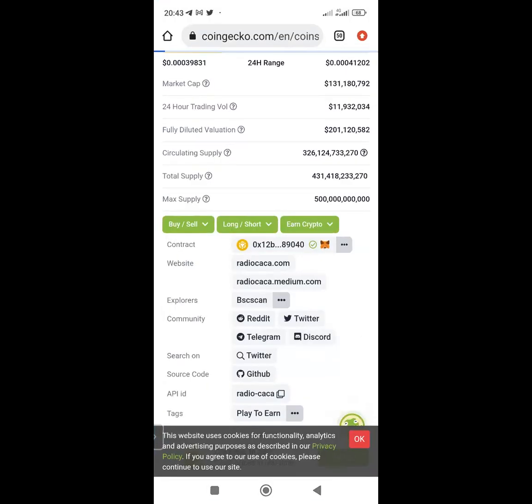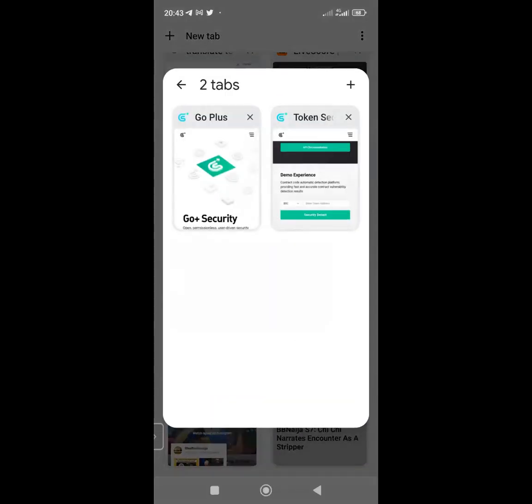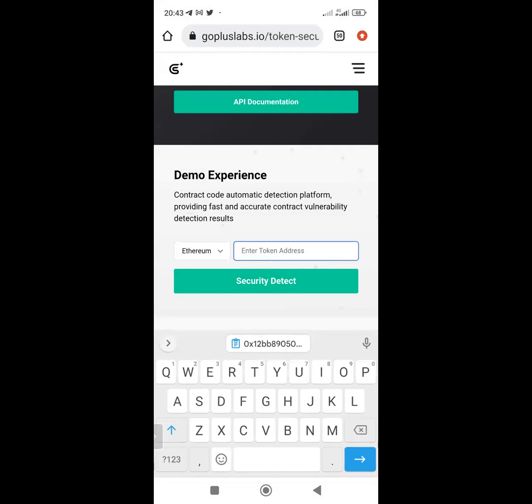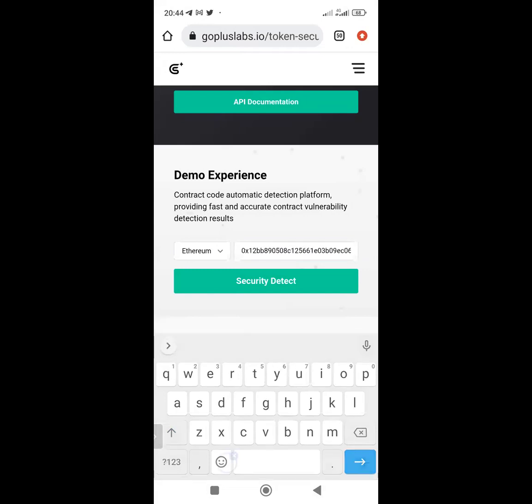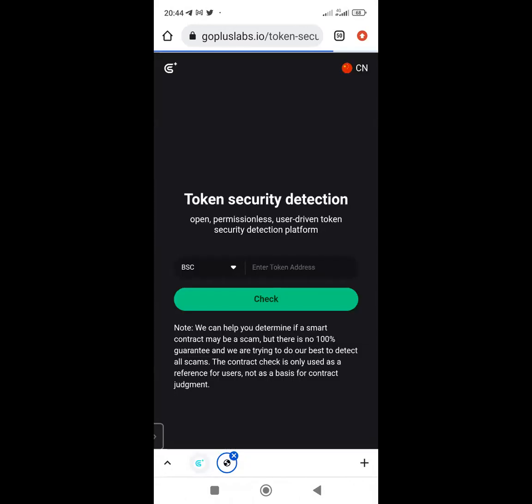Now I'm going to do this. Go, and then this. Use Ethereum. Paste it, and then click here. This Ethereum blockchain. Click security details.